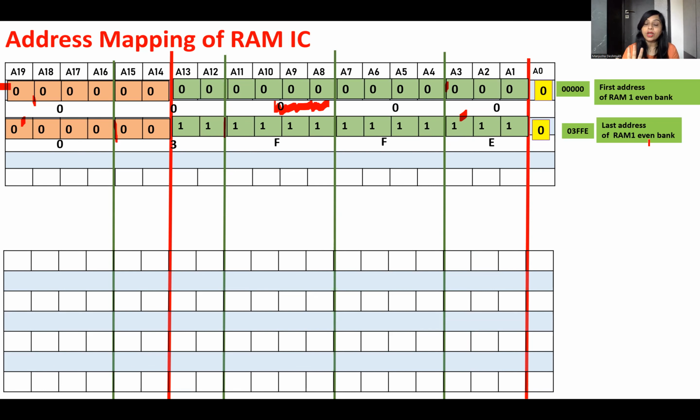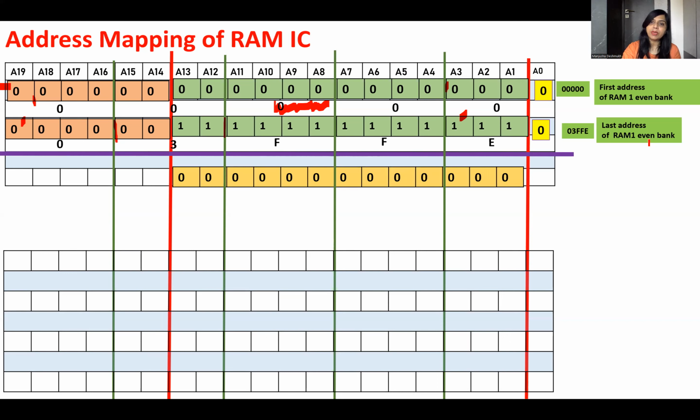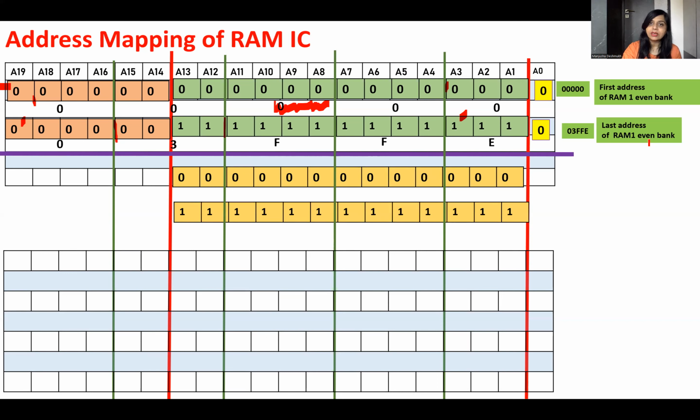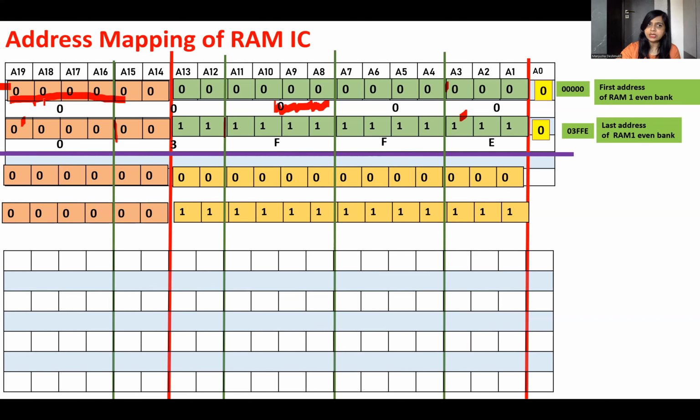Now we will do it for the odd bank. For the odd bank, repeat the same procedure: make all zeros, make all ones. And then A14 to A19 also, make all 0. So whatever you are doing here at the first step, repeat it for all 4. If there are 2 ICs, you should repeat the same combination for all 4 steps. And now we are doing it for the odd ICs. So here A0 should not be 0, but it should be 1.